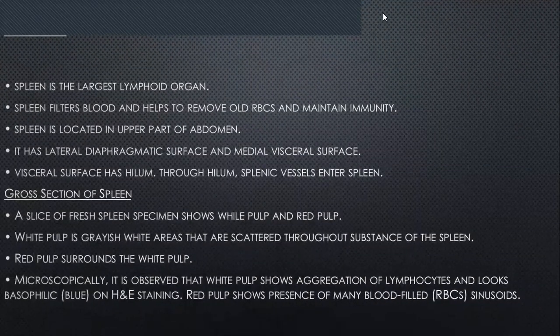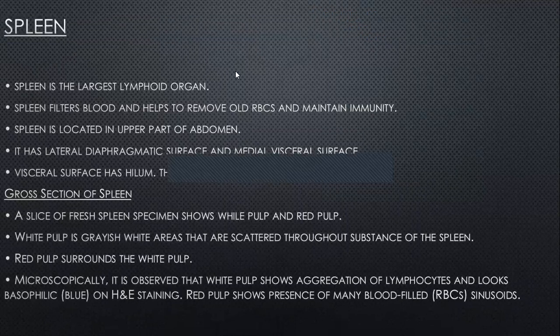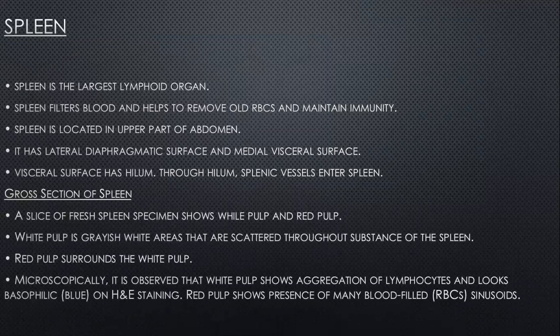So spleen, it is the largest lymphoid organ that filters blood and helps in the removal of old red blood cells and maintains immunity. It is located in the upper part of the abdomen, that is in your left hypochondrium. It has a lateral diaphragmatic surface and a medial visceral surface. I hope you have done this in your gross anatomy.